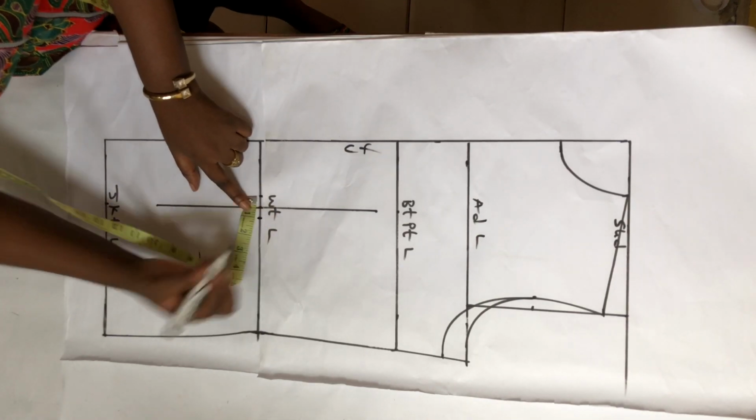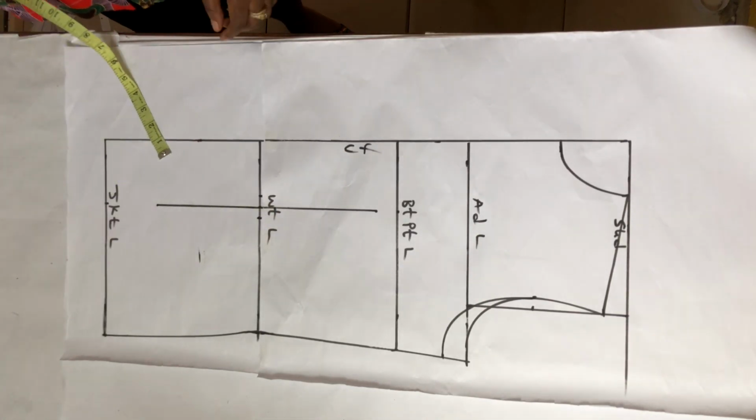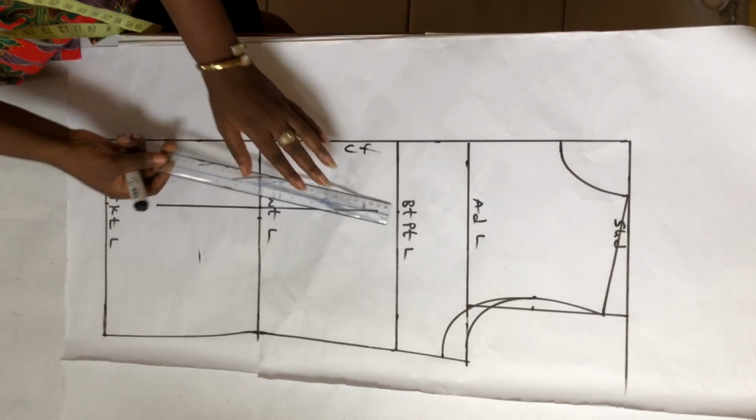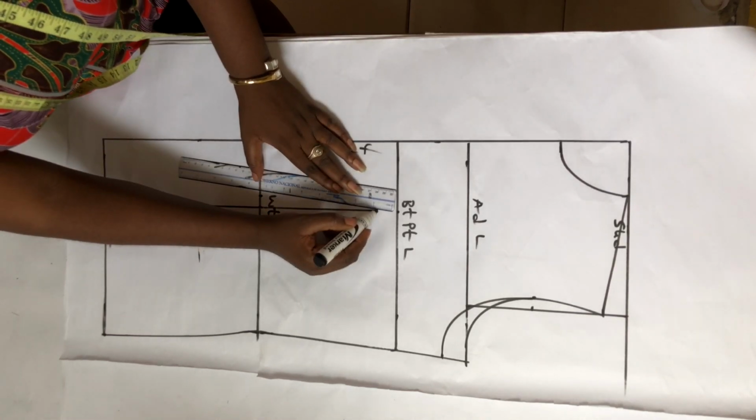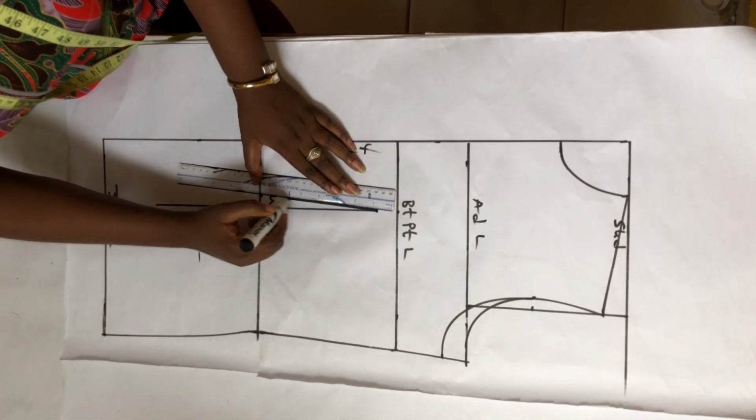The size of my waist dart is 1 inch, so I'm going to put 0.5 on this side and 0.5 on the other side, and then draw my darts.